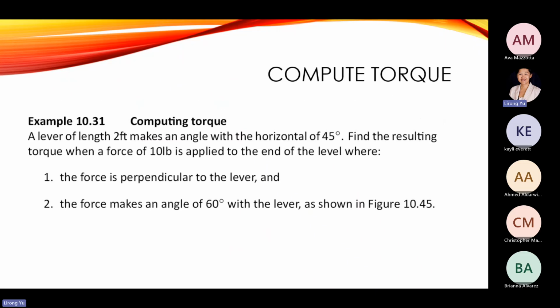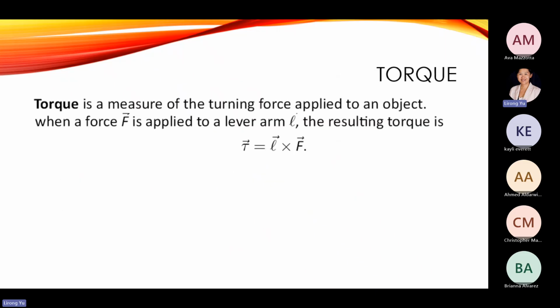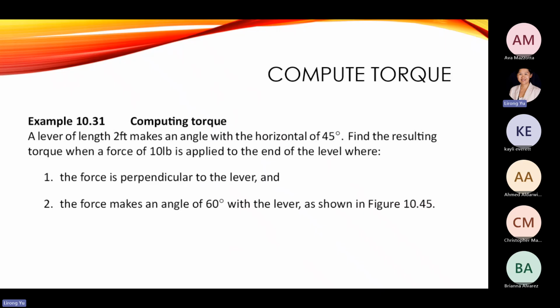We apply the cross product to solve a problem. In this question, we have a lever of 2 feet making an angle of 45 degrees with the horizontal. That gives the magnitude of the lever, which we call L. L has a magnitude of 2 and an angle of 45 degrees with the horizontal axis. And then we want to find the resulting torque with a force of 10 pounds applied to the end of the lever. The force equals 10 pounds. That's the magnitude of the force, how much the force is. We also need to know the direction of the force.